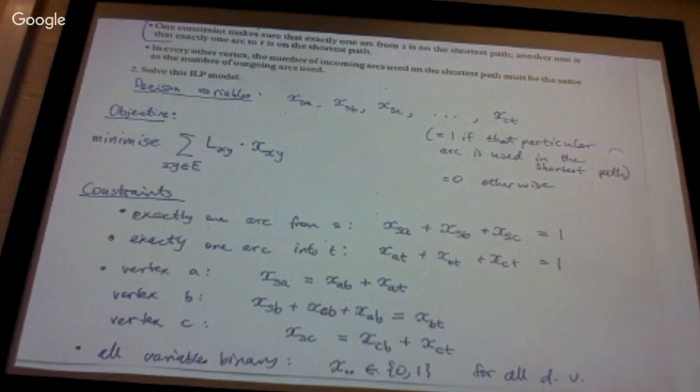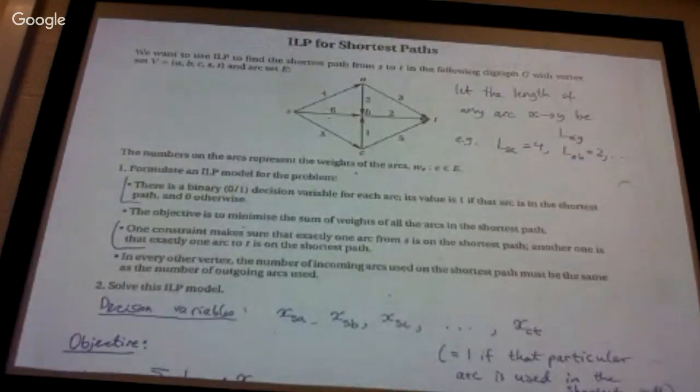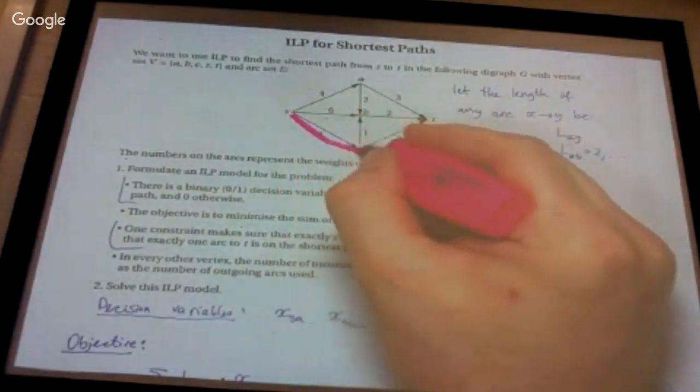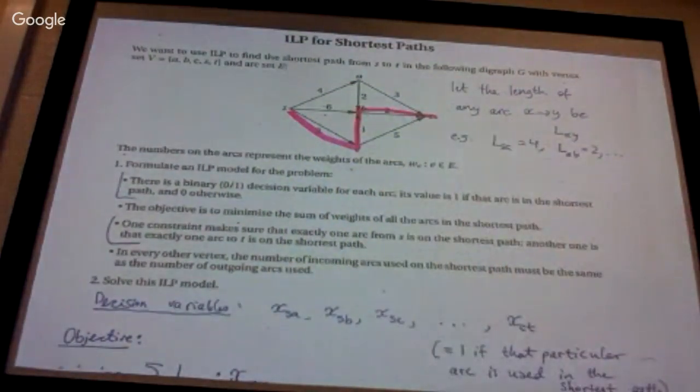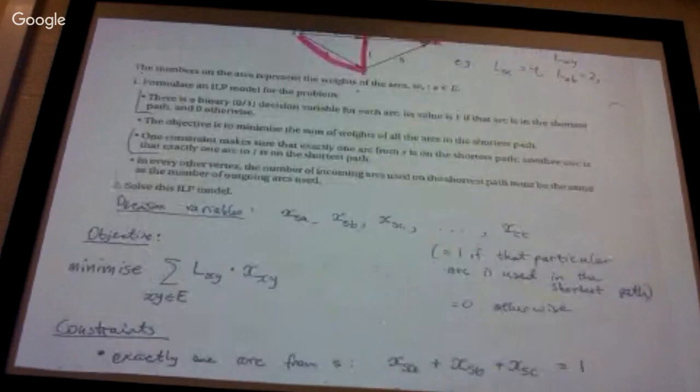So that's the formulation. Any questions about the formulation at all? No? Making sense? So then if you solve this using any method you want, I think this comes out as the shortest path. So you would have XSC is 1, XCB is 1, and XBT is 1, and all the other x's are 0. Yeah, that's everything.